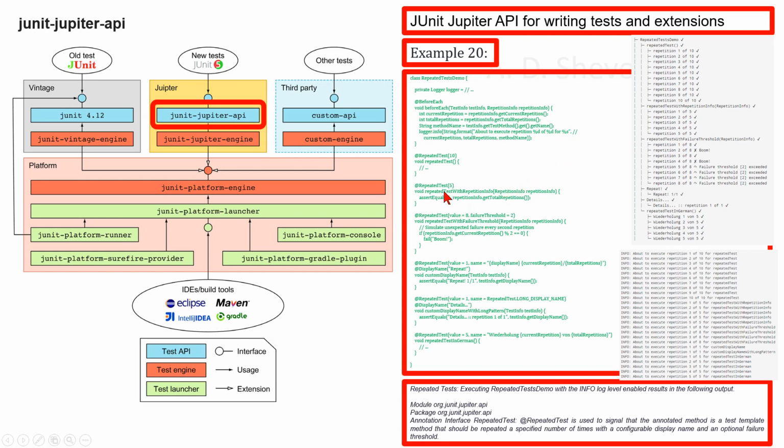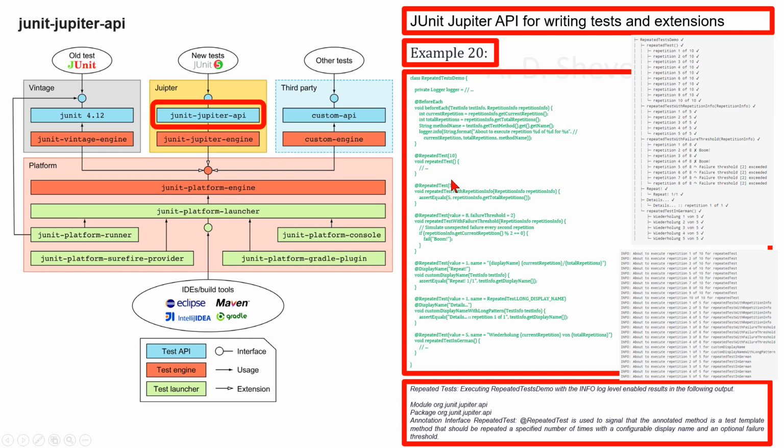The annotation interface RepeatedTest in package org.junit.jupiter.api, in module org.junit.jupiter.api. @RepeatedTest is used to signal that the annotated method is a test template method that should be repeated a specified number of times with a configurable display name and an optional failure threshold. The RepeatedTestsDemo class here demonstrates several examples of repeated tests.